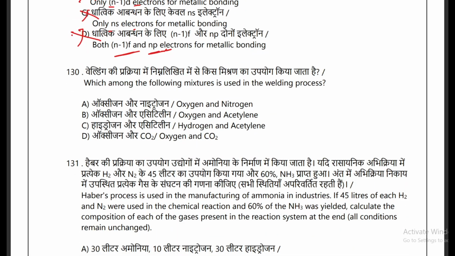In the next question, which among the following mixtures is used in the welding process? They are providing you four options. First is oxygen and nitrogen, which is incorrect. Second is oxygen and acetylene. Yes, this is the correct option, and the other two options are also incorrect. Which among the following mixtures is used in the welding process? That mixture is oxygen and acetylene.